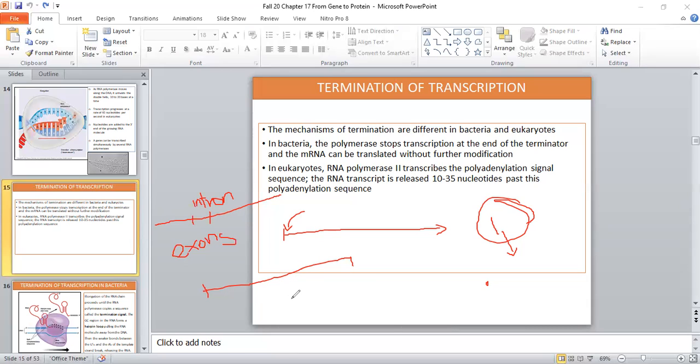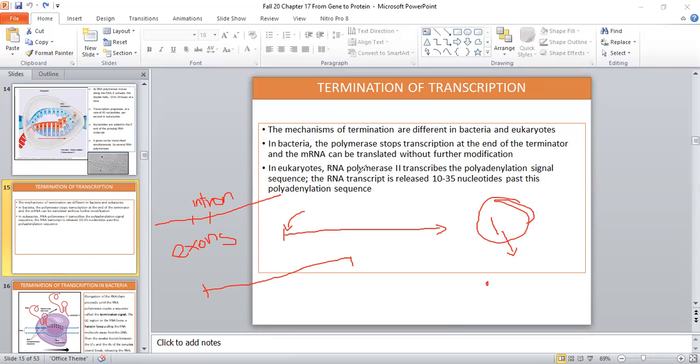So it has to be removed for it to become active, because then it is completely transformed into the exact protein we require. So introns are the sections of DNA or RNA which do not code for any amino acid or protein. And exons express one particular protein. Now you understood all this.